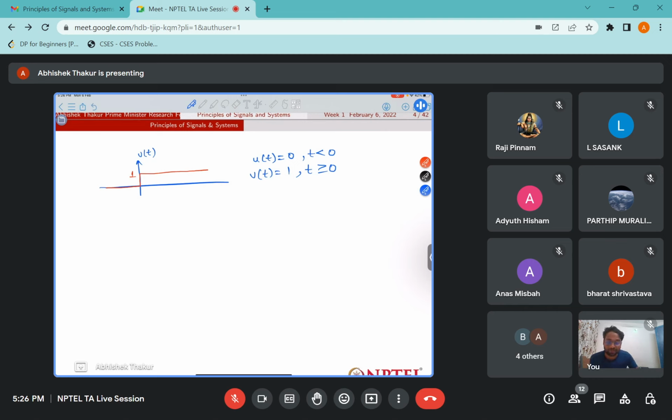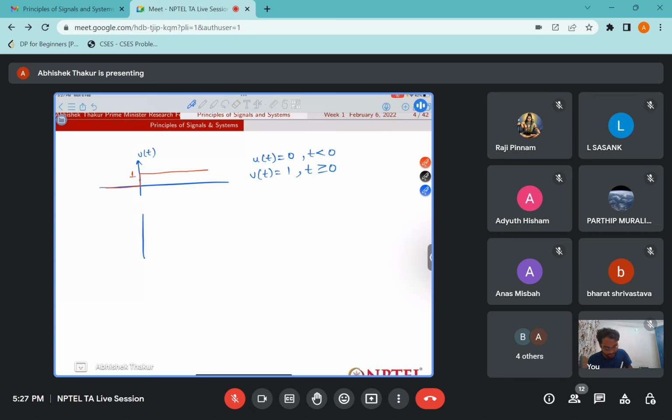But in some questions, if they give options, you can just sum the two values and divide. That will be the average of it, that will be 1 by 2. But actually, it is not defined at 0. Here in the question, it is given u(t) equal to 1 for t equal to 0 also. So in this case, if they ask what is the value of u(t) at t equal to 0, it will be 1. So just see all the limits and cases, then answer accordingly.